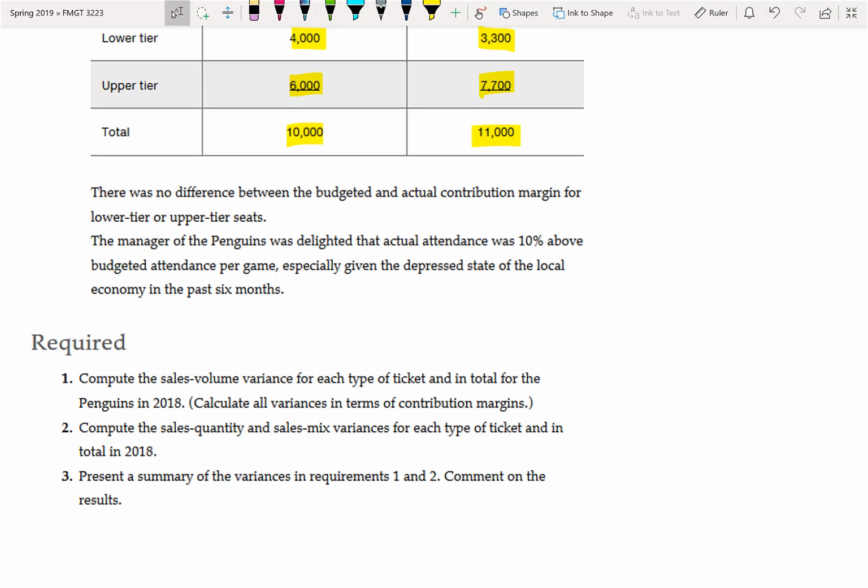What we're told to do in this question is to work out the sales volume variance, and then work out the sales quantity and sales mix variances for each type of ticket, and then summarize all of that together.